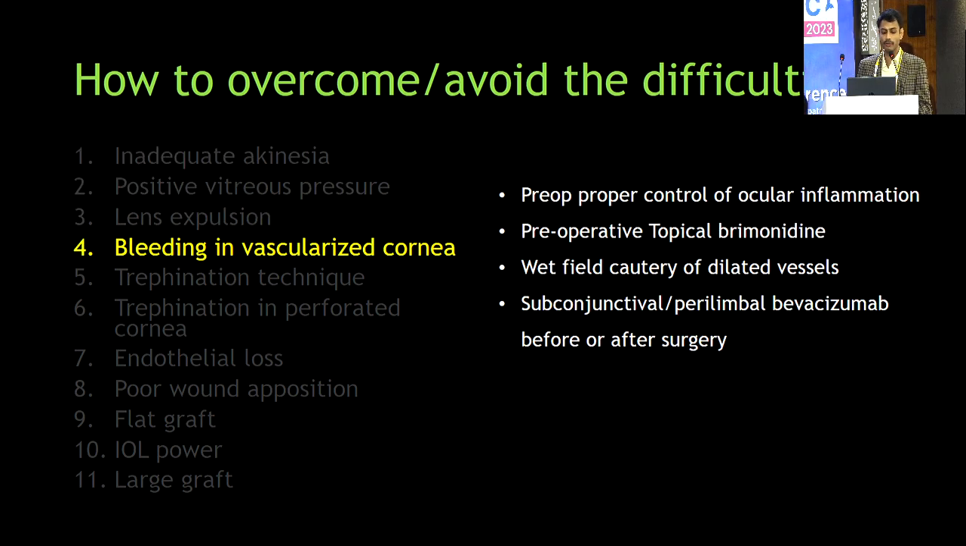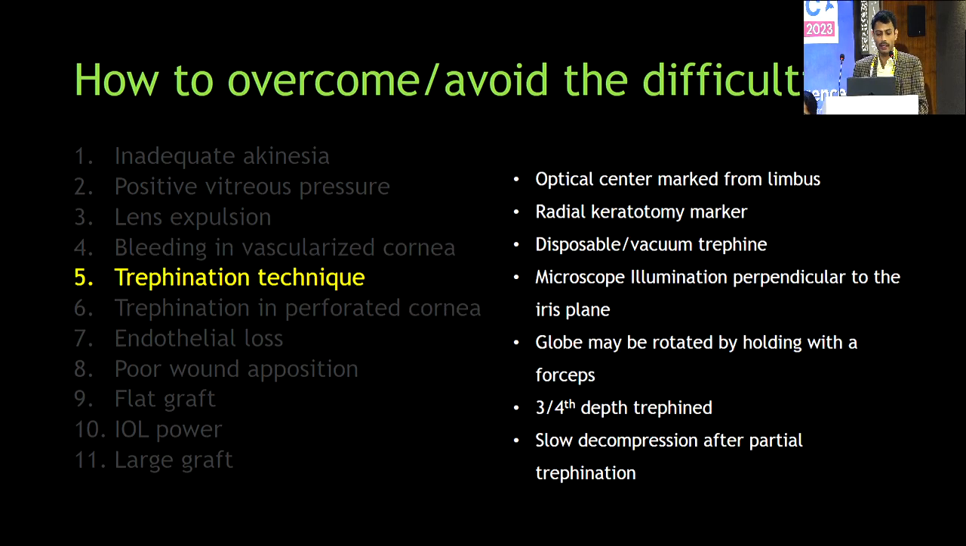In cases where we encounter vascularized corneas, we need to anticipate it beforehand, so we control the ocular inflammation to the extent possible, also by giving topical brimonidine, and during the surgery by using wet field cautery of the dilated vessels. Some have even tried bevacizumab. Coming to the trephination technique, we need to keep the optical center, using the limbus as a reference, and we can also use the radial keratotomy marker.